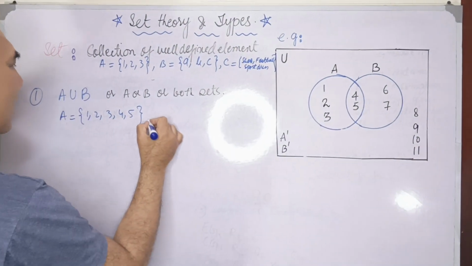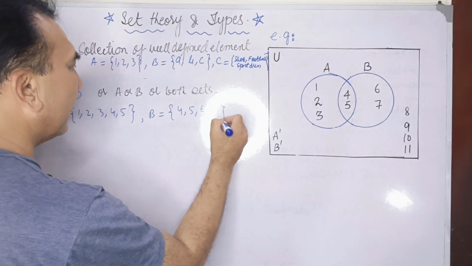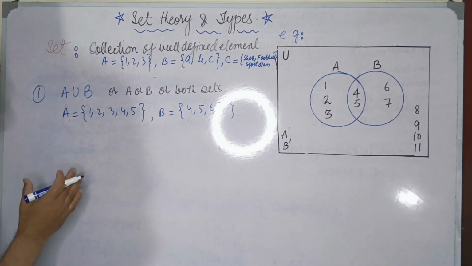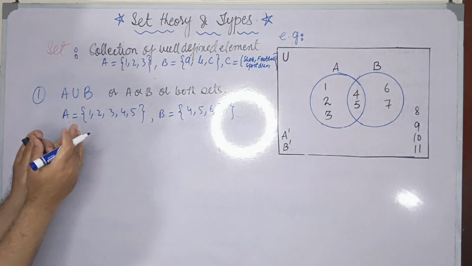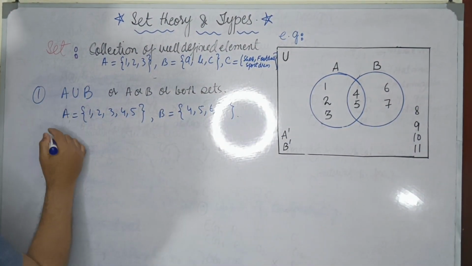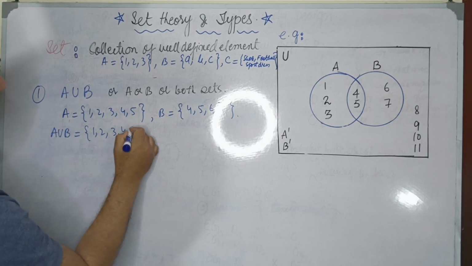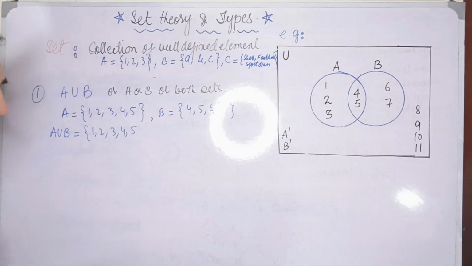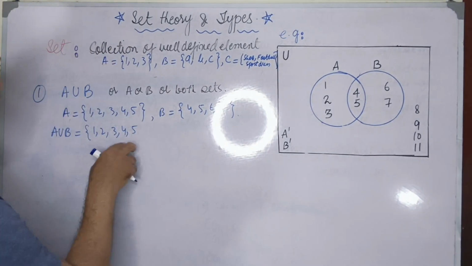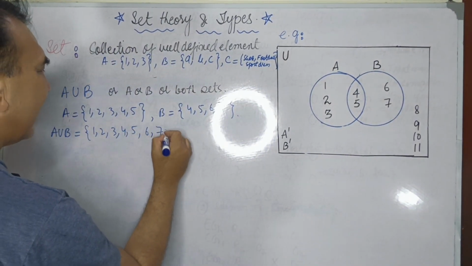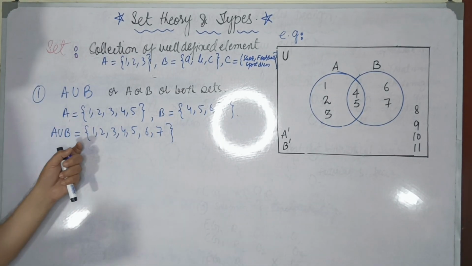4 and 5 are common, and set B is 4, 5, 6 and 7. Now in the union, you will add up the elements of both sets. A union B is 1, 2, 3, 4, 5. 4, 5 is common. When it is repeated in both sets, we will take it a single time because it is common. Then 6 and 7. Okay, so this is A union B.